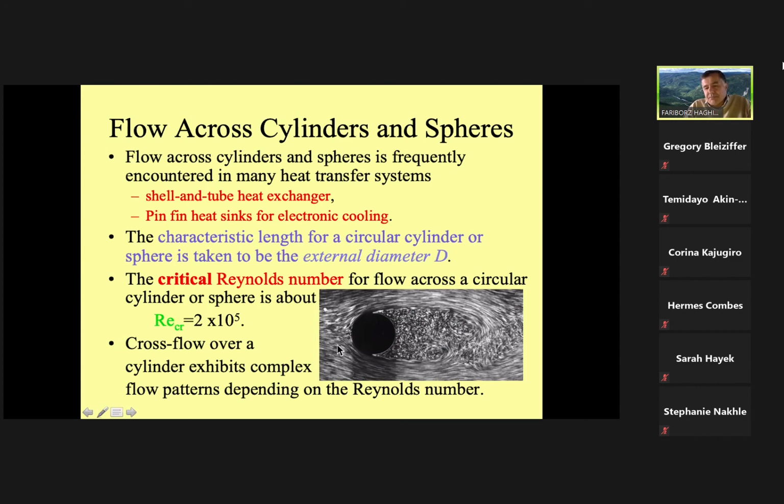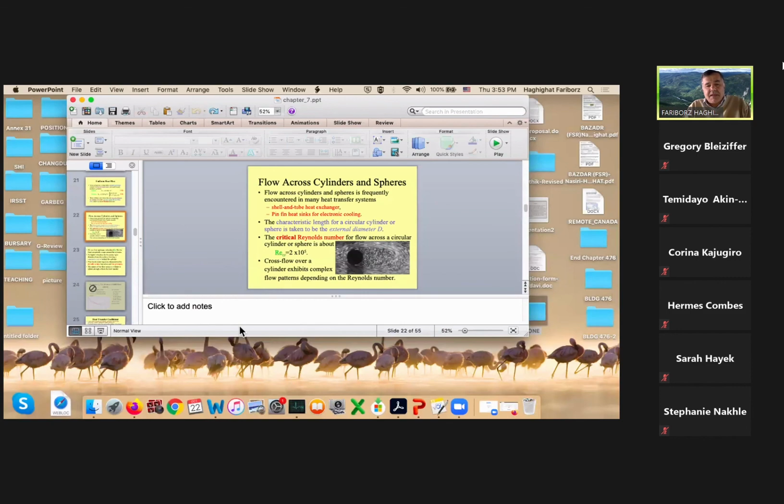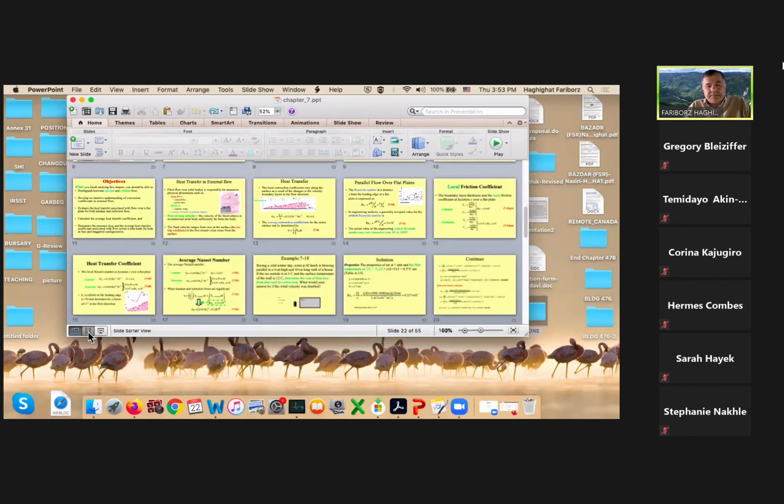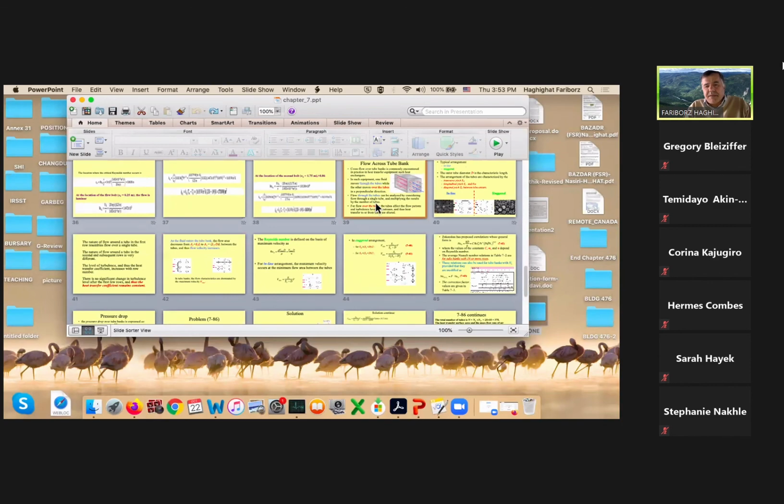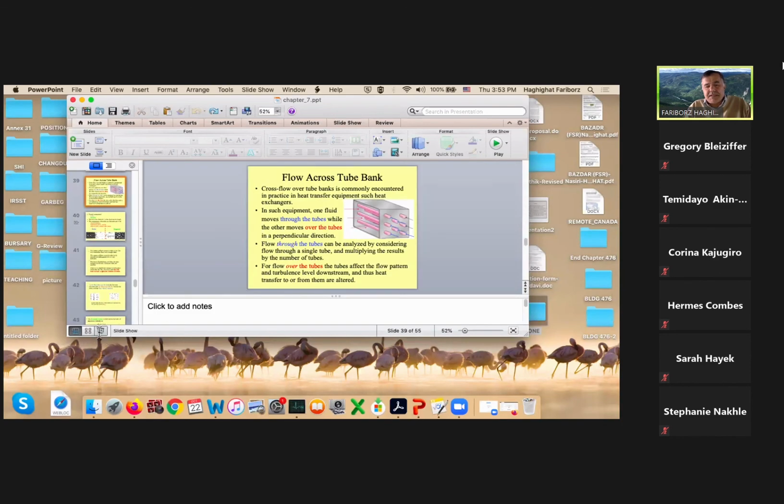But assume now that you have 2 tubes, and the second tube is right here. What will happen here is the velocity of the fluid coming to here is not anymore uniform. Therefore, this pipe will affect the velocity profile and therefore the heat transfer profile. And that's exactly what happens when we're dealing with a heat exchanger.